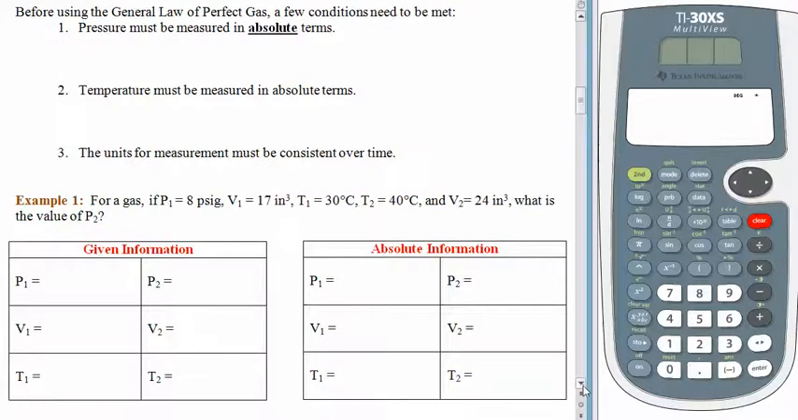The first thing that has to happen is that everything needs to be measured in absolute terms. And what that means for you in terms of pressure is that we can only use absolute pressure, PSI-A. The same thing is true for temperature. We can only use temperatures that are measured in absolute terms. That means Fahrenheit and Celsius are out. We can only use Kelvin and Rankine.